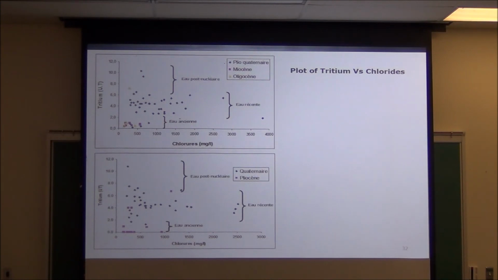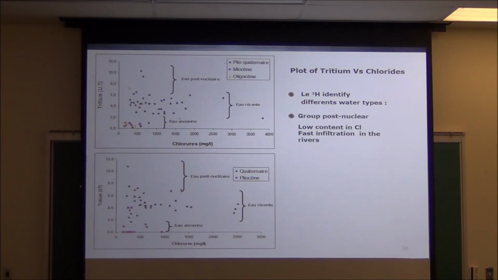The use of tritium can also distinguish the different origins of the salinization. For the oriental coastal aquifer, tritium can identify the water type. We have the first group composed by the post-nuclear pole. We have a high content in tritium units. For the low content of chloride, we have a fast infiltration, and these samples are located near the rivers.